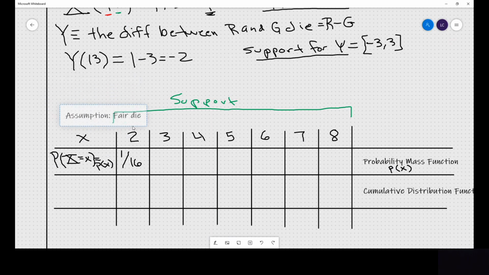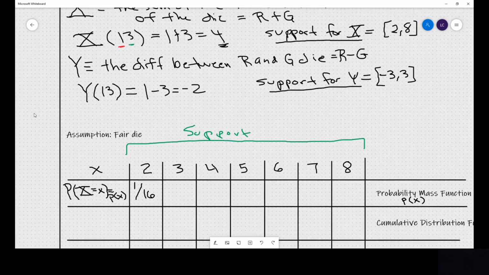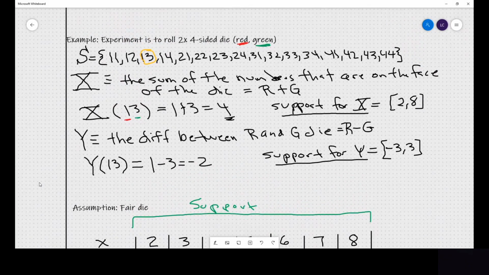And let me move this around. So I don't know, where should we put this? Maybe right here, right before we start writing in the probability mass function. Now, why do I need that for an assumption? Because I need to start assigning probabilities. The question is, well, how many different things can happen?